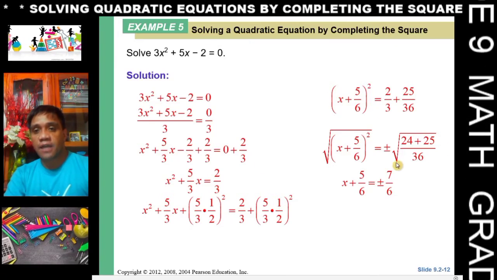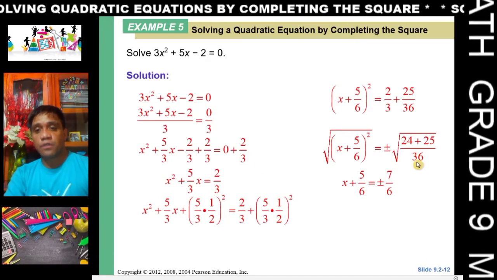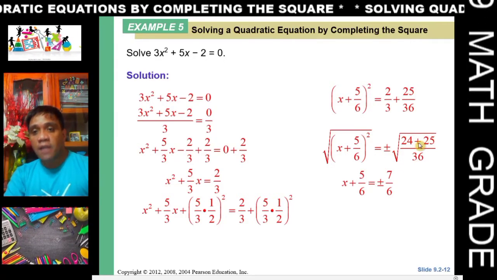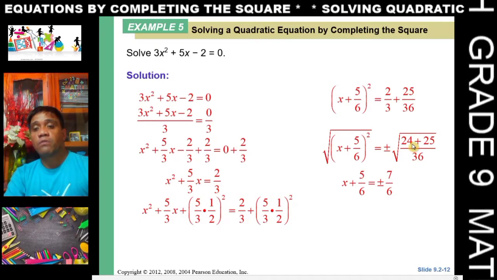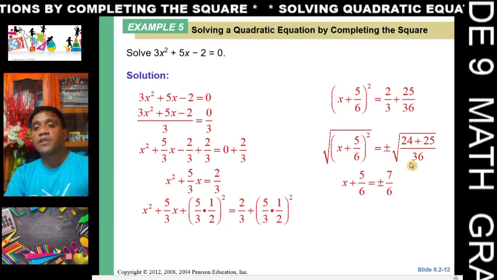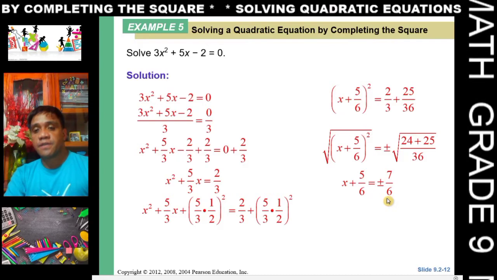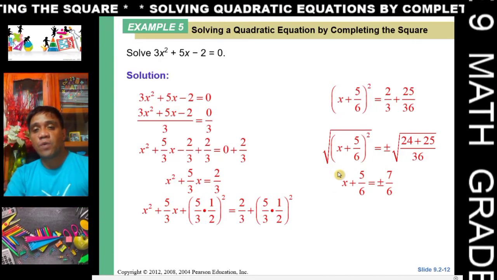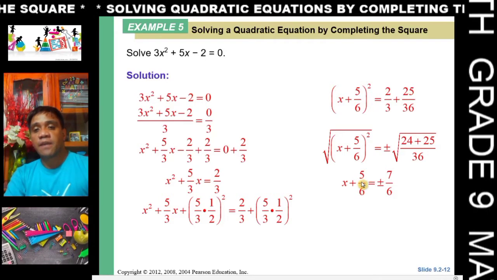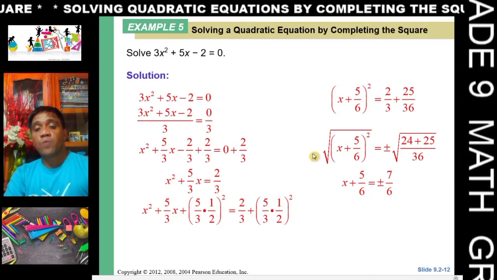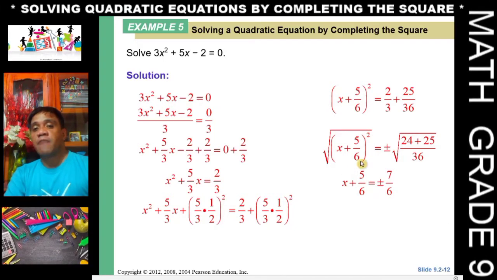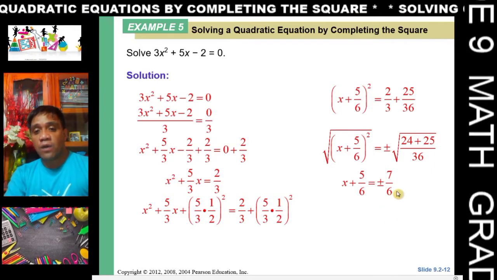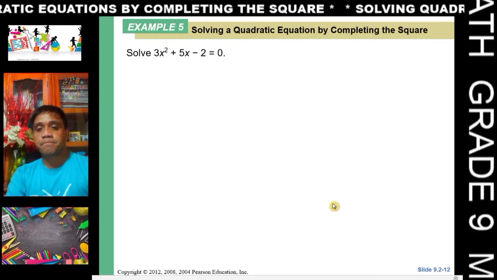It is equivalent to 49 over 36. Then we have the square root of 49 over 36. The square root of 49 is 7, and the square root of 36 is 6. Then copy the base value of the left side of the equation, which is x plus 5 over 6, since the square root of the perfect square is the base value that we have. Okay? So that is how the next step goes.